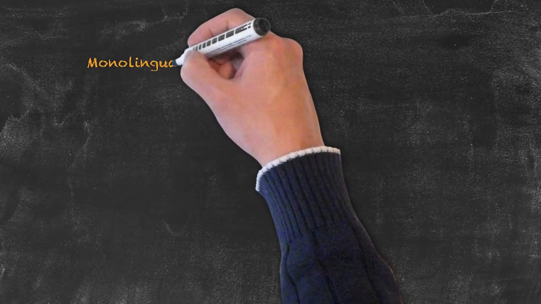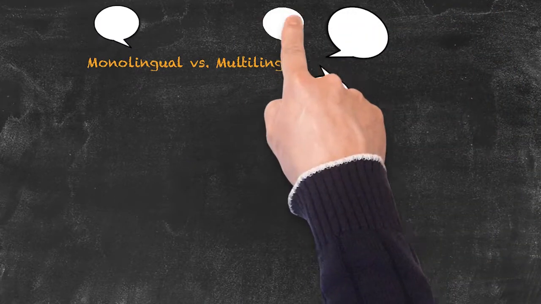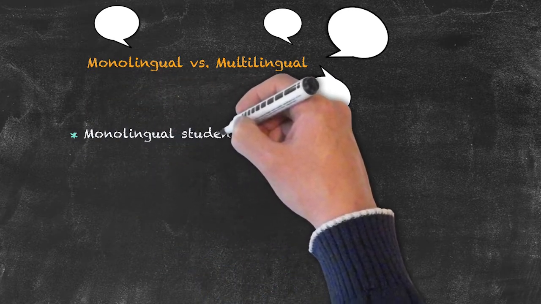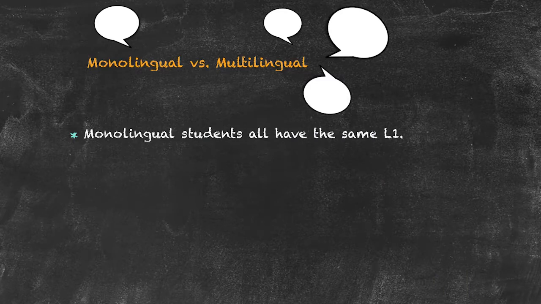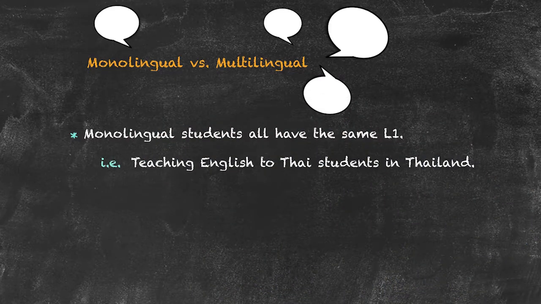Our final grouping that we're going to look at is the differences between teaching monolingual and multilingual classes. Firstly, we should define what we mean by these two things. Monolingual students are a group of students that all have the same native language, and typically that's taught in the country. So an example of that could be the teaching of English to Thai students in Thailand. The chances are that the vast majority of your class will all speak Thai, so they all have the same L1.